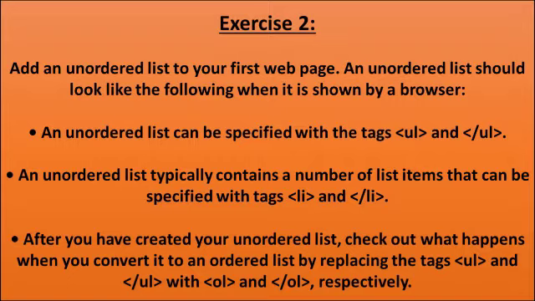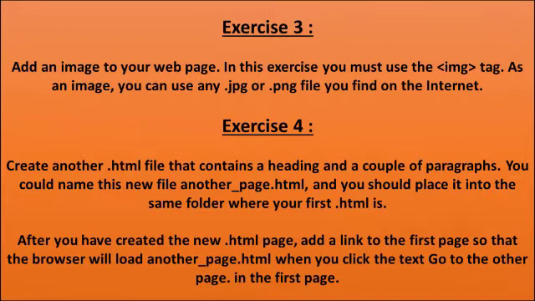After you have created your unordered list, check out what happens when you convert it to an ordered list by replacing the tags AND with AND, respectively. Exercise 3. Add an image to your web page. In this exercise, you must use the tag. As an image, you can use any .jpg or .png file you find on the internet.